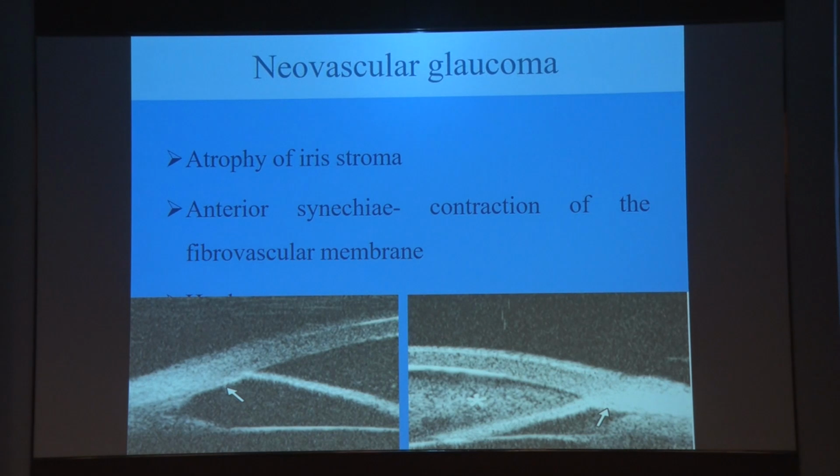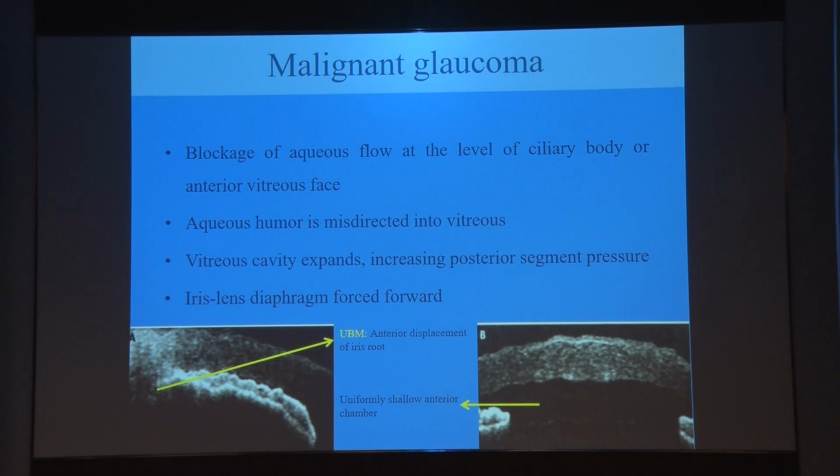So in neovascular glaucoma, you can see atrophy of the iris stroma, and anterior synechia, contraction of the fibrovascular membranes that you see. Malignant glaucoma: blockage of the aqueous flow at the level of the ciliary body or anterior vitreous face. So aqueous humor is misdirected into the vitreous, as you can see out there in the UBM picture, that is the anterior displacement of the iris root that you see out there, and the uniformly shallow anterior chamber that you see.